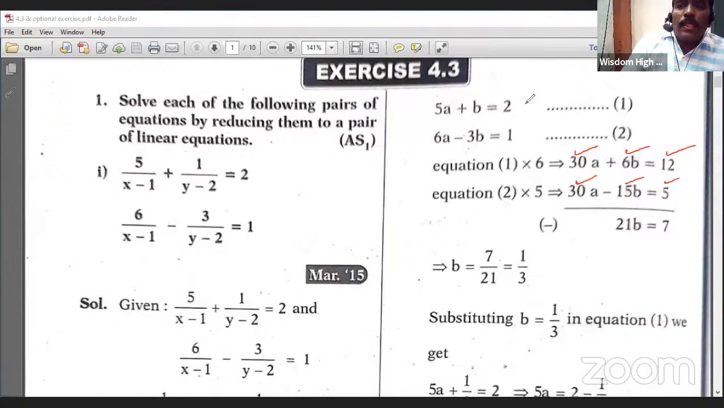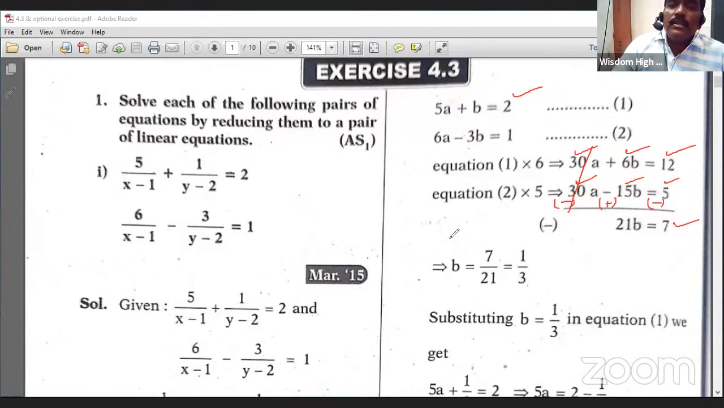See, students, here equation 1 multiplied by 6, equation 2 multiplied by 5. Then we got it. Here I explained that word. If that a coefficients are positive or same symbol, then you have to subtract them. Then subtracting means that signs will be changed. Here plus will come, here minus will come. Now plus 30a minus 30a will be cancelled. Here plus 15b plus 6b is 21b, equal to 12 minus 5, 7. Okay. Now next step, b is equal to 7 by 21, b is equal to 1 by 3.